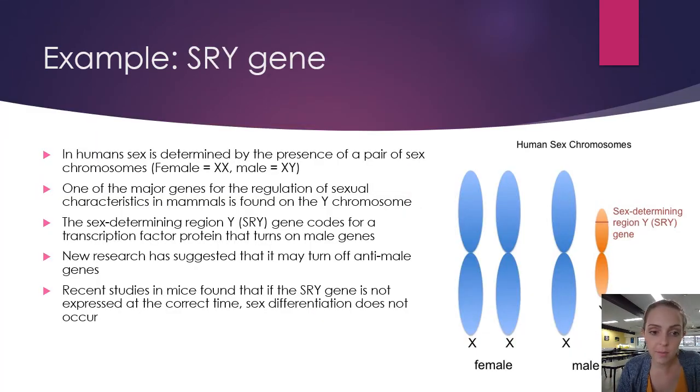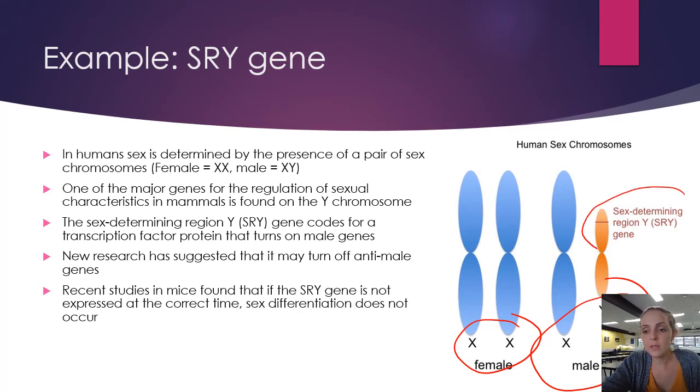Okay, now the other example of regulatory genes is the SRY genes. Now this is going to determine the sex, and in humans we know that the female has 2 X chromosomes for chromosome pair 23. The male has an X and a Y. Now how sex works is that the Y chromosome carries this regulatory gene, and it's called the sex determining region Y gene.